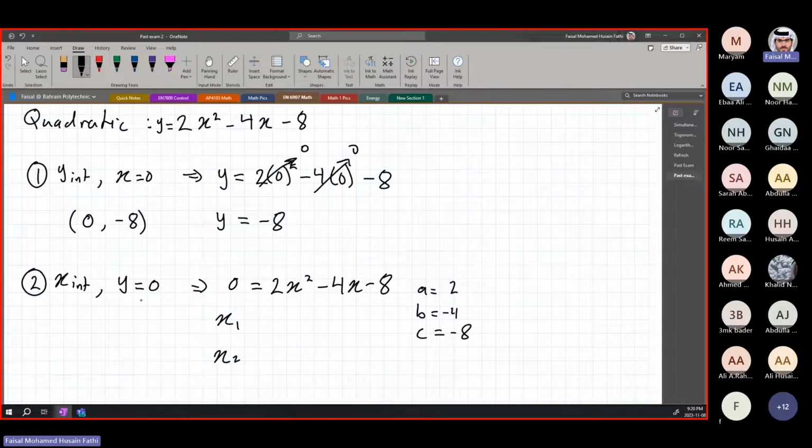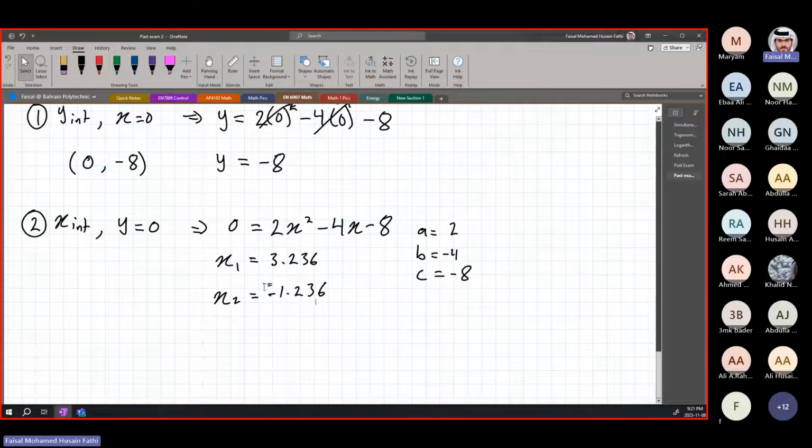We get x1 is equal to approximately 3.236. And x2 comes out to minus 1.236. I know these points are difficult to plot, but all you need to know is that the points have to go through these.